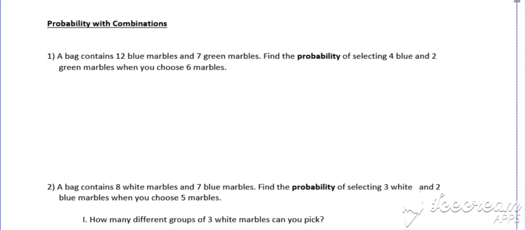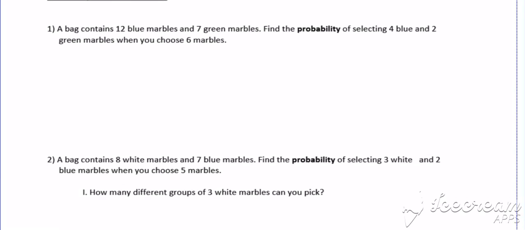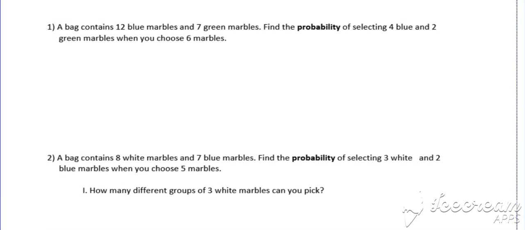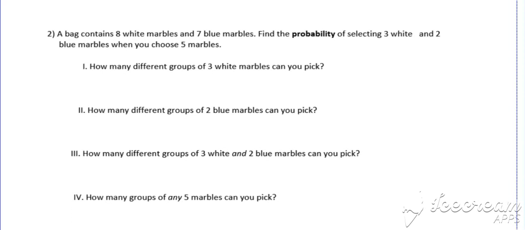So, okay, let's start with number 1. A bag contains 12 blue marbles and 7 green marbles. Find the probability of selecting 4 blue and 2 green marbles when you choose 6. So I think we need to think about the fact that we're selecting 4 blue from 12 blue, and there's more than just 4 ways to do that because you're choosing a group of 4 out of 12. So you think about how many ways to do that, and that comes down to combinations. So we're actually going to look at number 2 first because it has a nice breakdown of the problem.